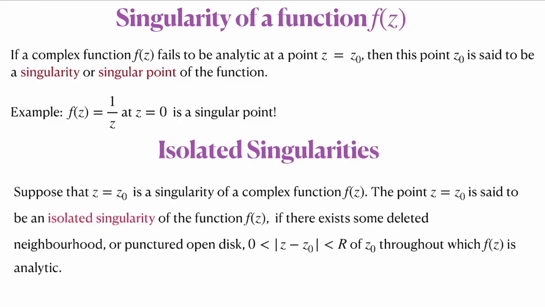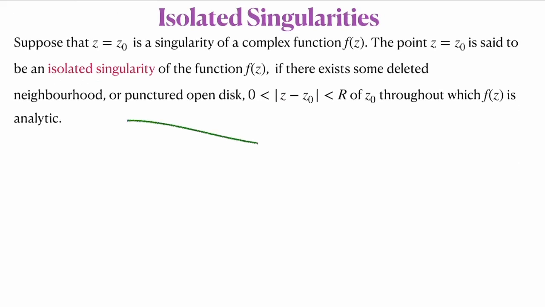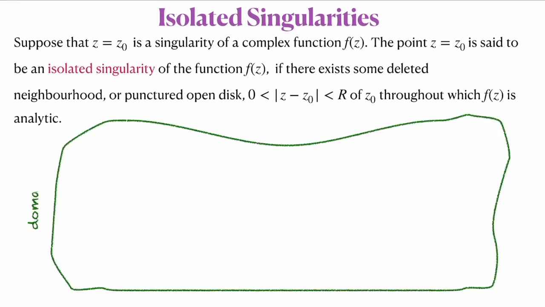Let us see what is the meaning of an isolated singularity. Suppose z equal to z0 is a singularity of a complex function f of z. The point z equal to z0 is said to be an isolated singularity of the function f of z if there exists some deleted neighborhood, or a punctured open disk, with radius capital R, such that |z minus z0| is between 0 and R, throughout which f of z is analytic. Okay, so it is good to have some idea of how this is done with the help of a diagram. We have a region or a domain D in which we have defined a function f of z.